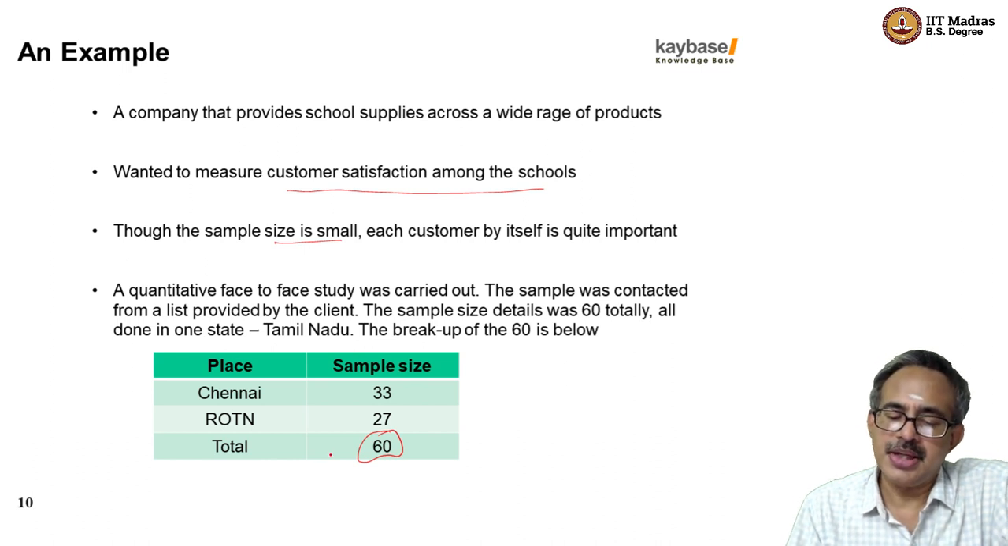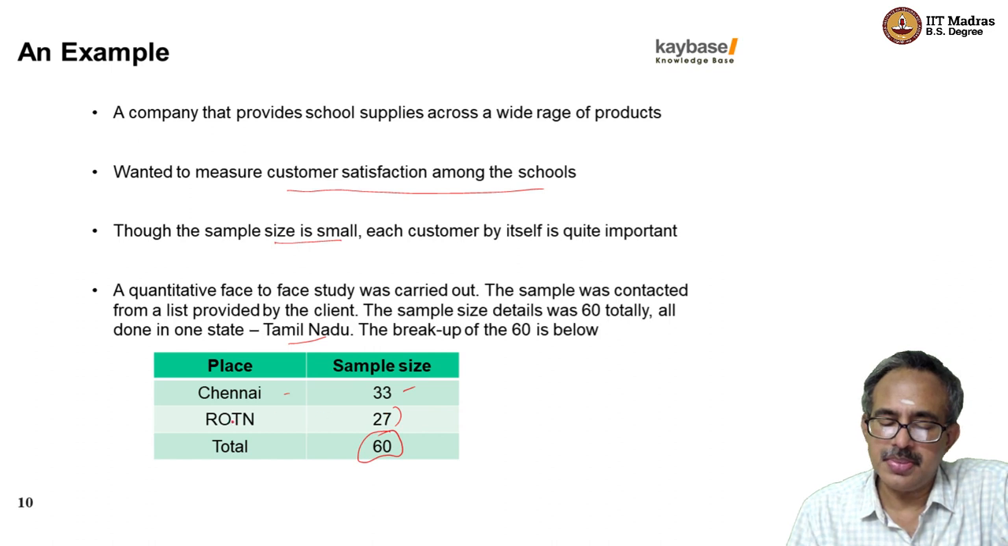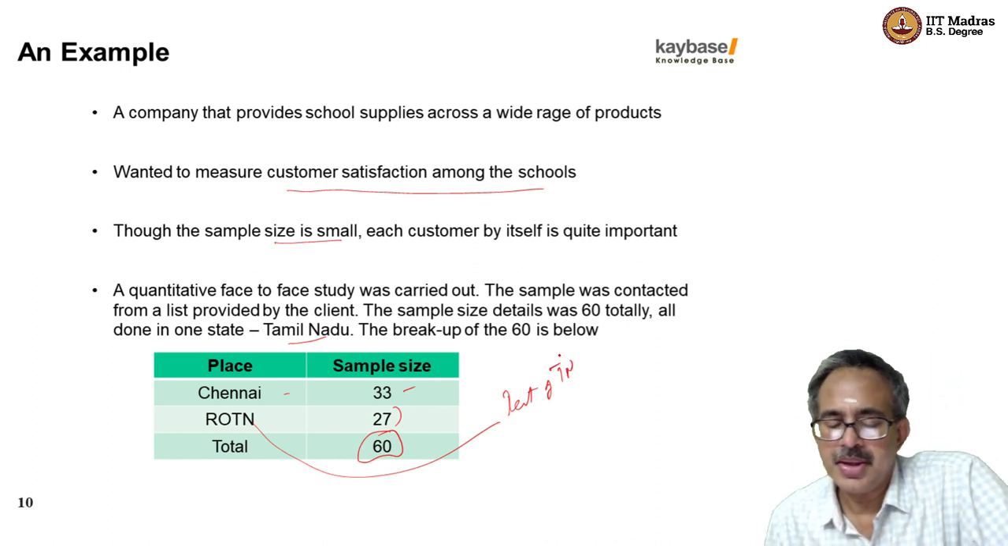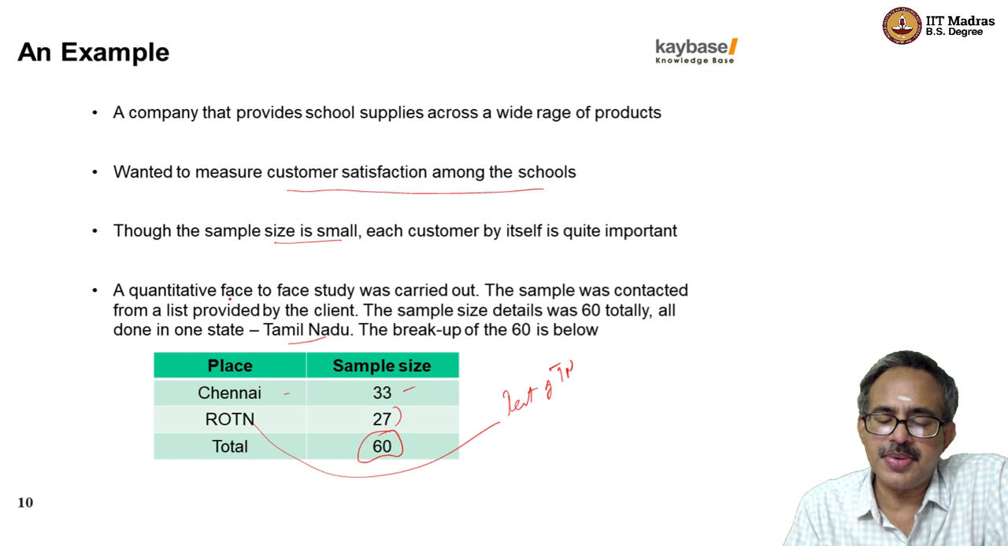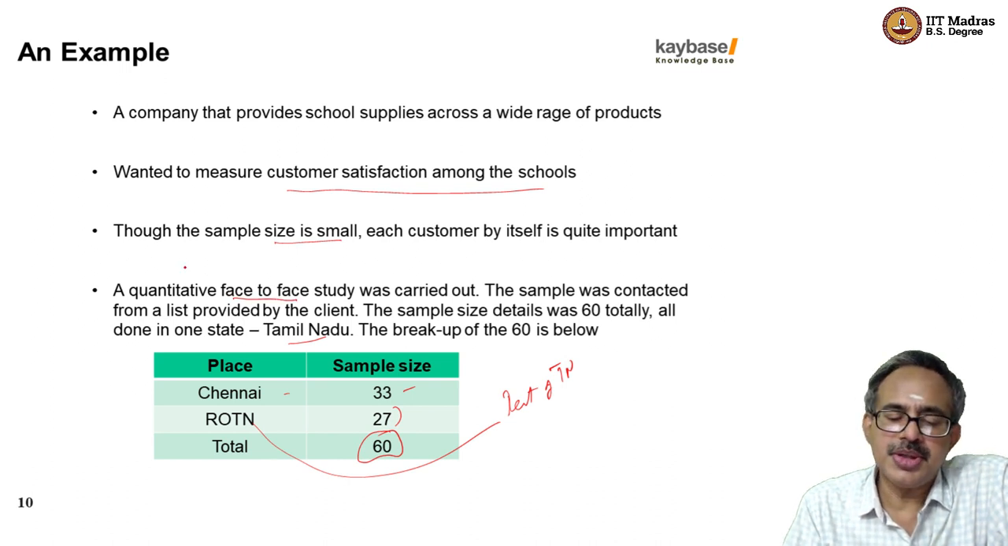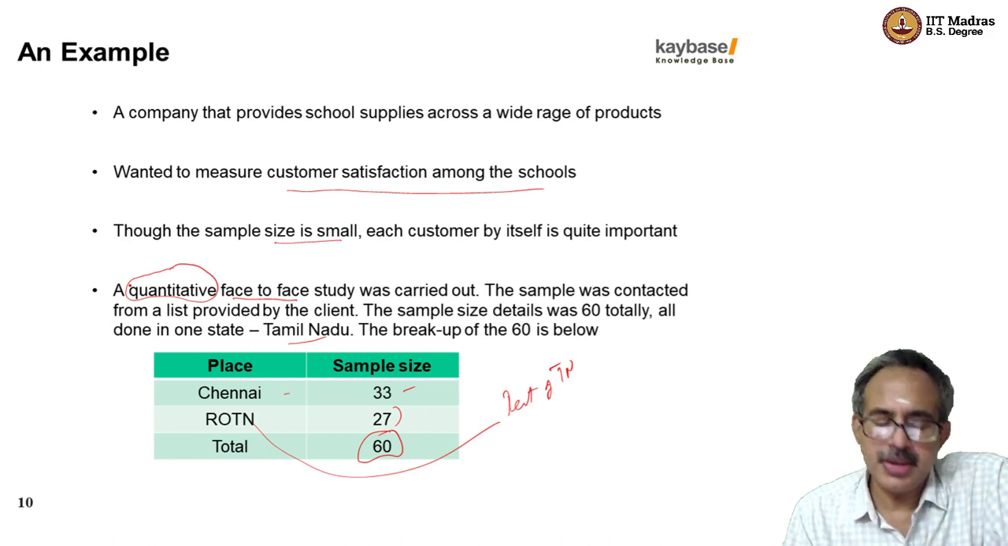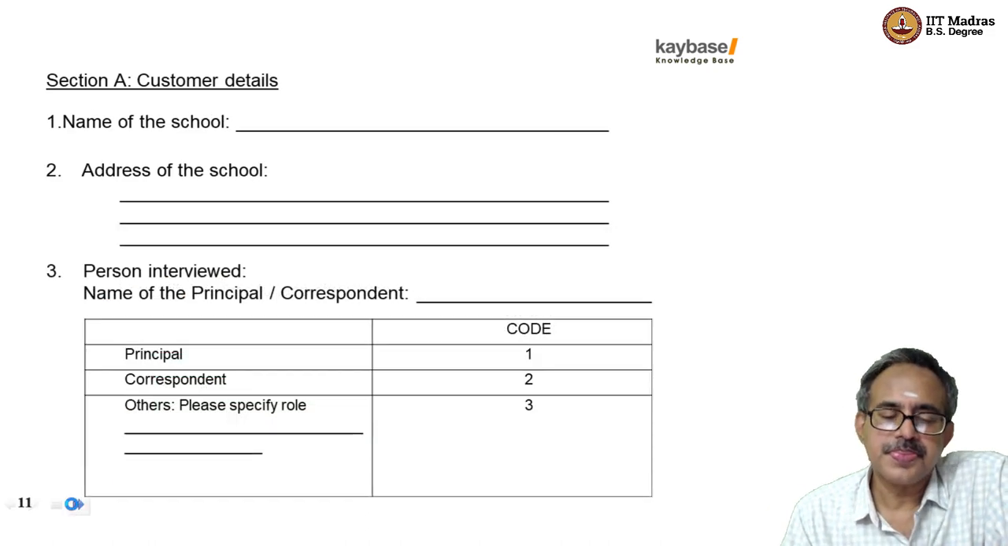Done in only one state, Tamil Nadu. 33 people in Chennai, 27 people in ROTN. ROTN is a general marketing term for rest of Tamil Nadu, so other towns in Tamil Nadu put together is 27. In this particular situation, it was a face-to-face study. As already mentioned, it is always quantitative market research for customer satisfaction. Is the background clear? Okay, we'll go forward.